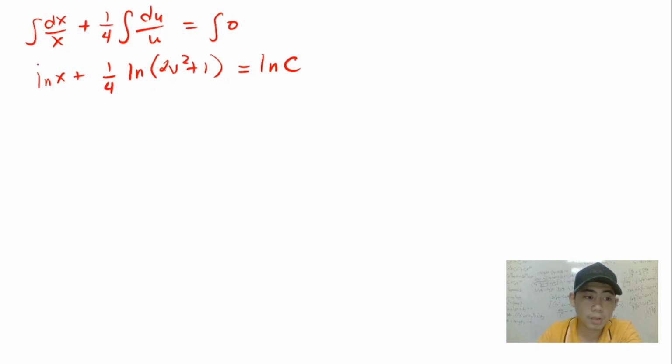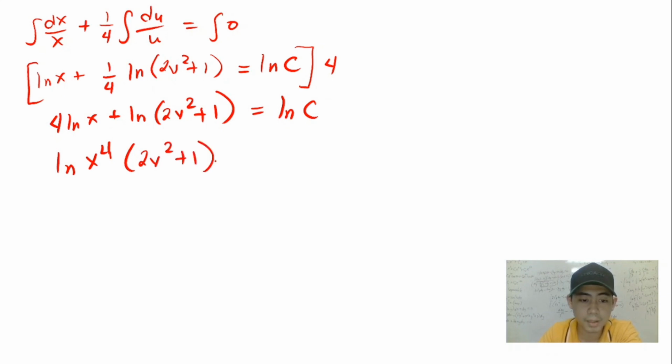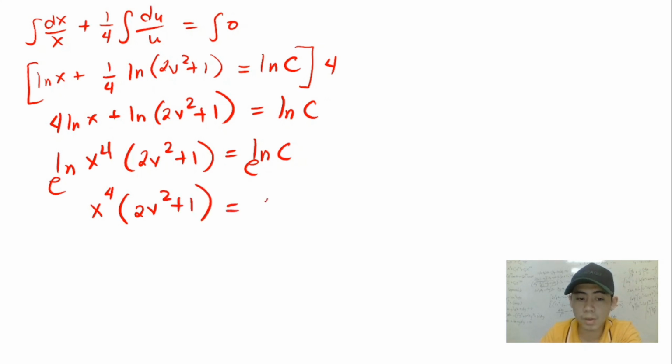Now, to eliminate the denominator, you need to multiply the whole equation by 4. So, 4 ln of x plus ln of 2v squared plus 1 is equal to ln of c. So, ln of x raised to 4 times 2v squared plus 1 is equal to ln of c. So, base e, x raised to 4 times 2v squared plus 1 is equal to c.